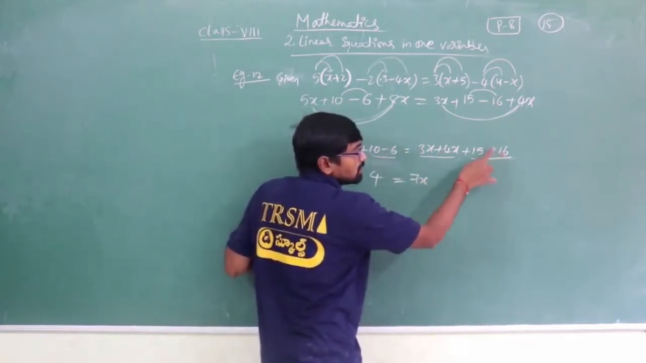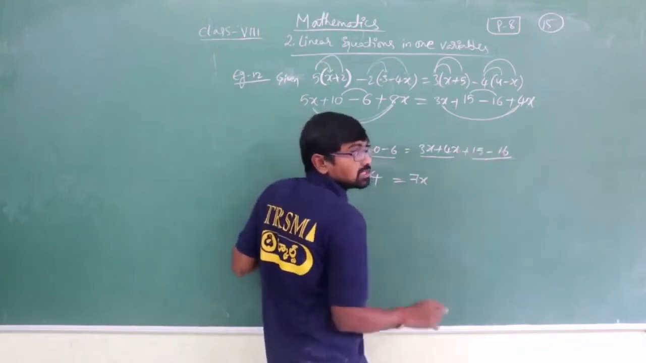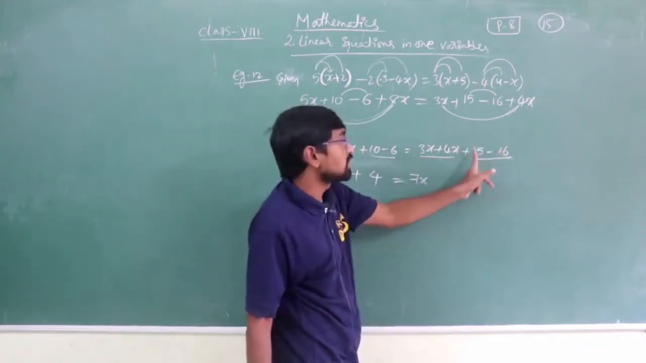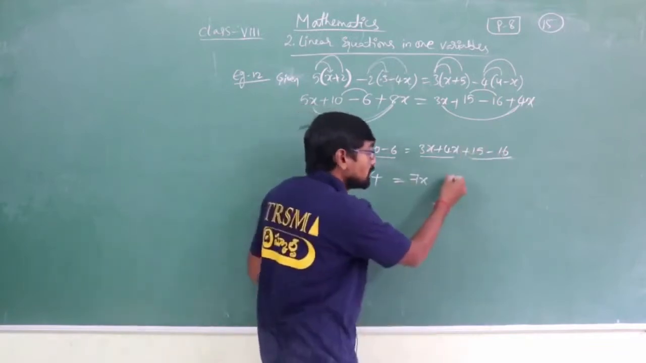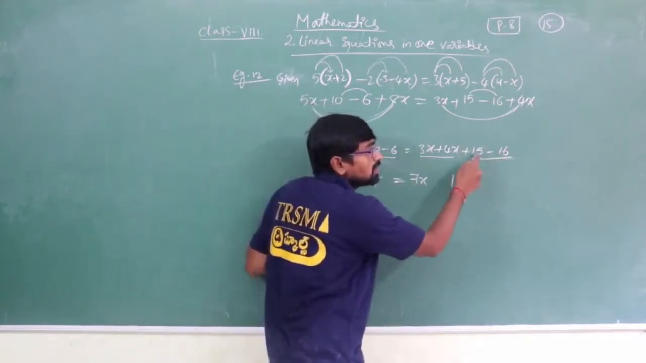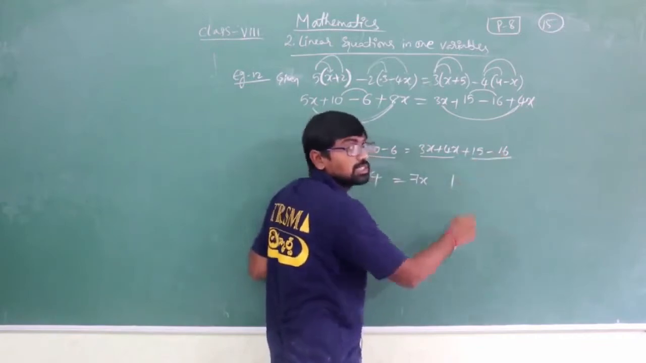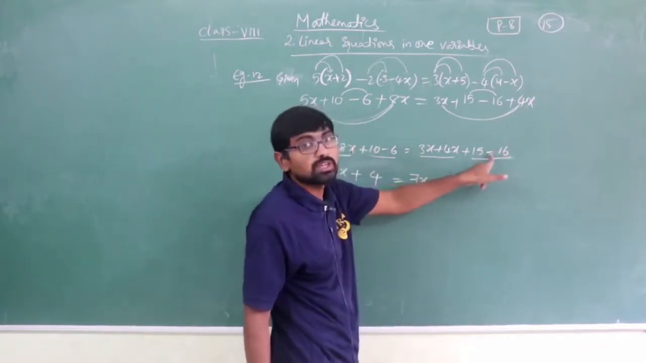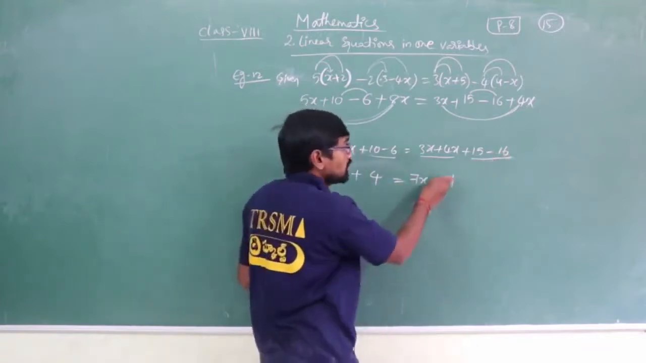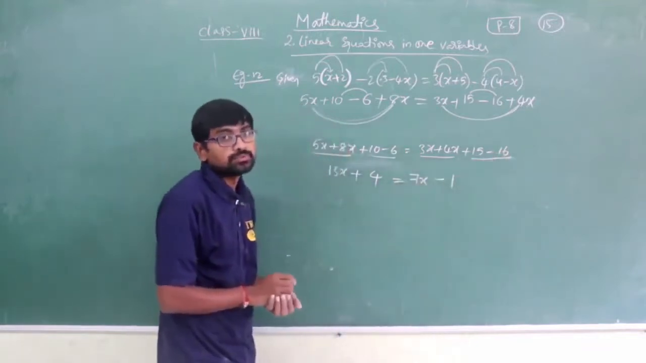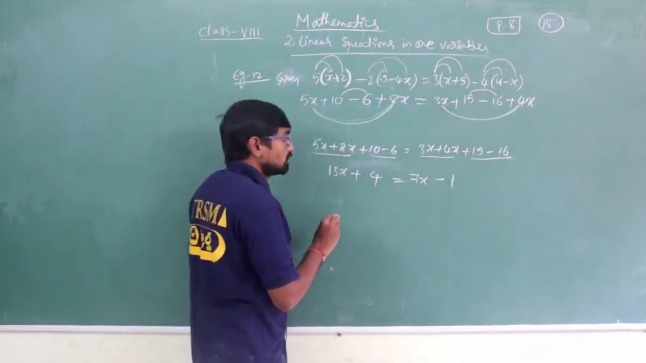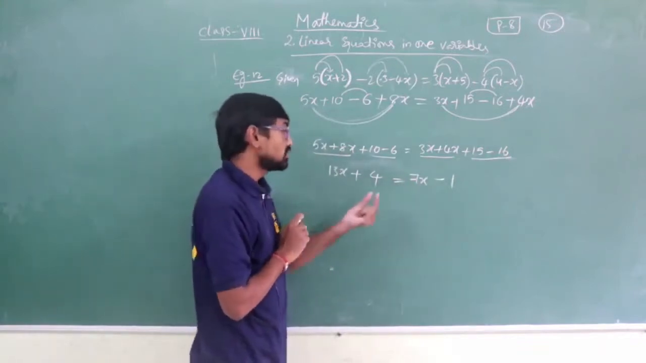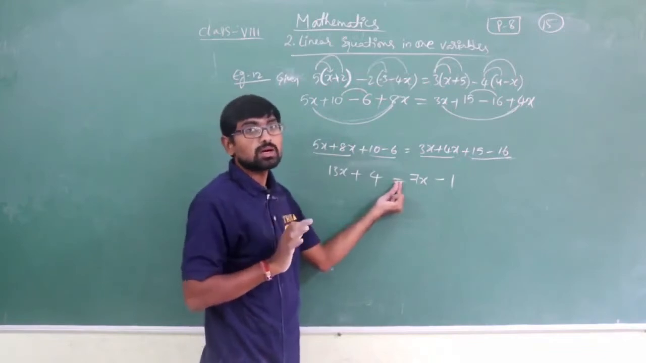Here plus 15 minus 16, you can see one plus and one minus is there. So 16 minus 15 will be 1, but which one is the bigger number here, 15 or 16? 16 is the bigger number here. So in front of 16 we have a negative symbol, so I will take this as negative. This is how I have got the answer. But this is not my required answer.